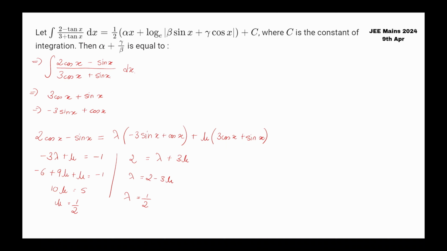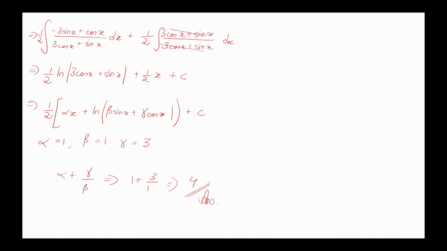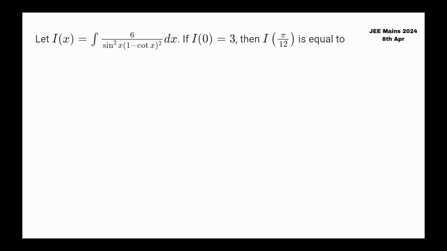This one is pretty easy, where you simply try to convert your numerator into two different terms. One, which is the differentiation of the denominator, and the other one is the direct denominator itself. Let's look at the next question.